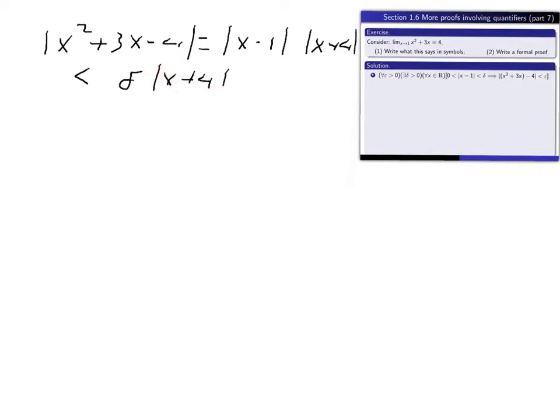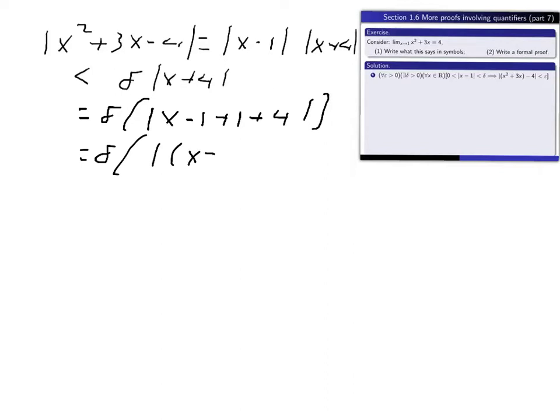So let's use the technique that I showed you before. We want to get the x minus 1 in the picture, so I'm going to write it as x minus 1 plus 4. That's equal to delta times x minus 1, I'm going to group those together, plus 5. And now I apply the triangle inequality to get that that's less than or equal to absolute x minus 1 plus 5.